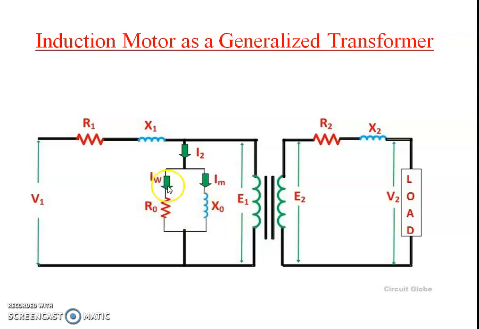And again IW and IM, as we saw in the previous semesters. IW indicates the working component of current, while IM indicates the magnetizing component of current. And this I2 dash, or simply I0 here, is nothing but the no load current of the transformer.